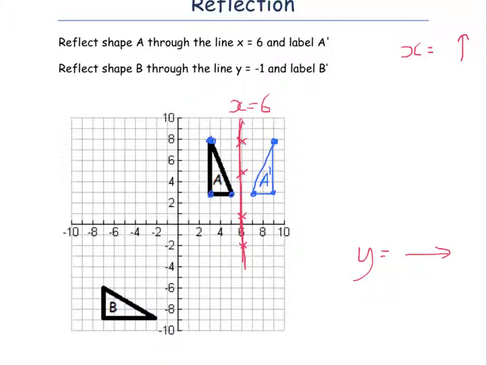So y equals a number means a horizontal line. So in this case, it's where all the y coordinates are always equal to minus 1. Well, we've got minus 9, minus 1. We've got minus 6, minus 1. Minus 3, minus 1. 0, minus 1. So all those there, all the y coordinates are minus 1.